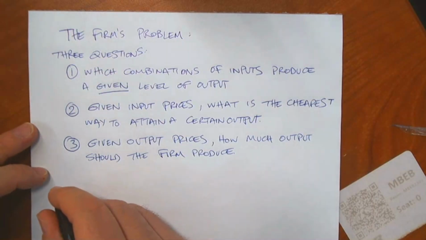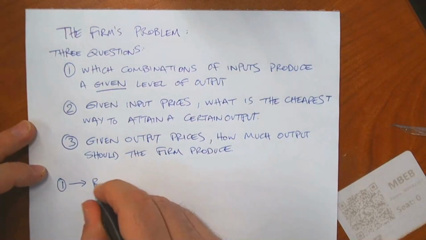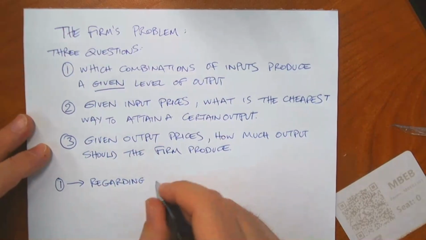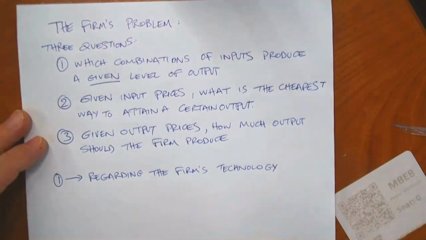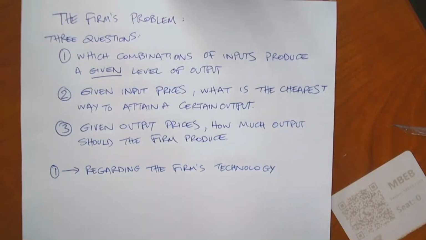So I'm going to then say that one is a question regarding the firm's technology. Essentially, this is a study of how the firm transforms inputs to outputs. This is an engineering question, and we narrow it down to a production function that's going to reveal how that transformation happens. How do you take labor and capital and make it into widgets, whatever it is?